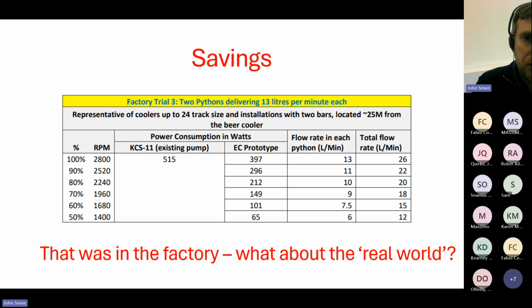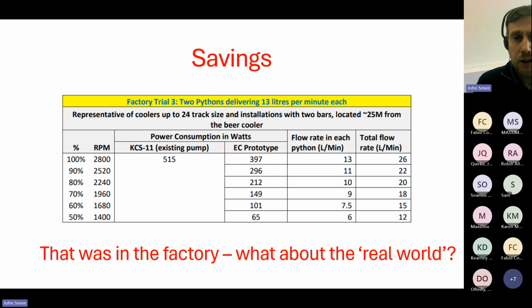So I think we're going to start seeing more and more of these in the industry. These are the results. So this is a simulation in the factory, one of the factory trials that I did, where I measured 2 pythons delivering 13 liters per minute in each. So our fixed speed pump is running at 2800 RPM and it's drawing 500 watts.